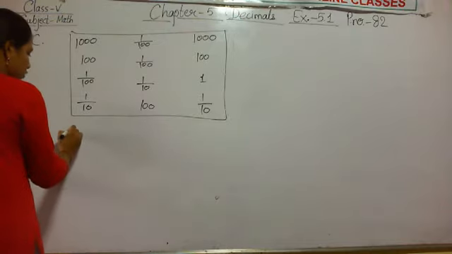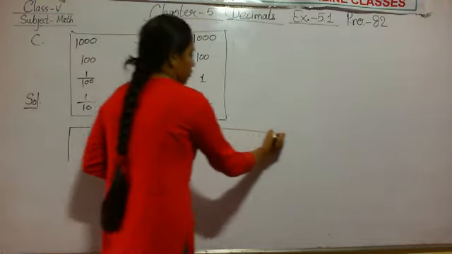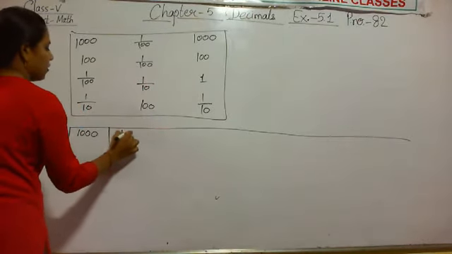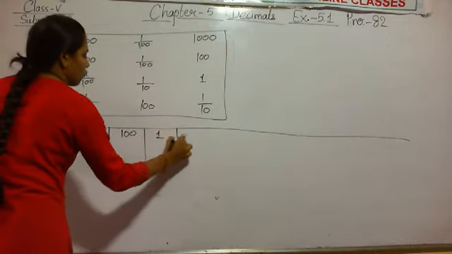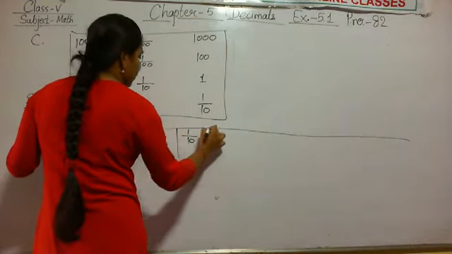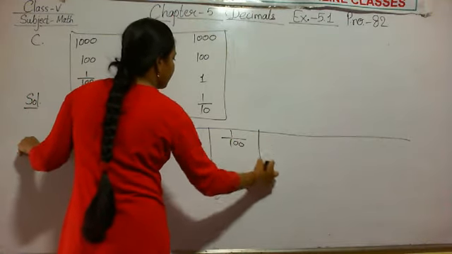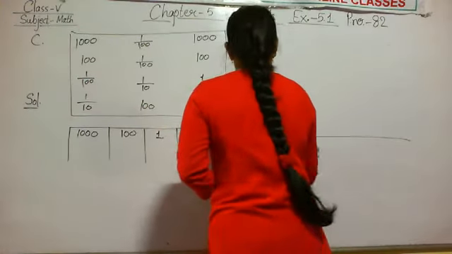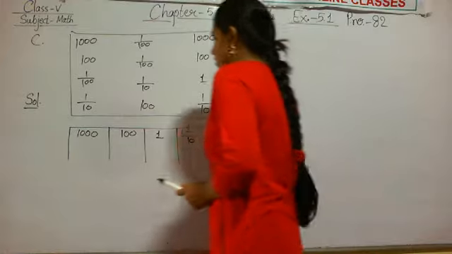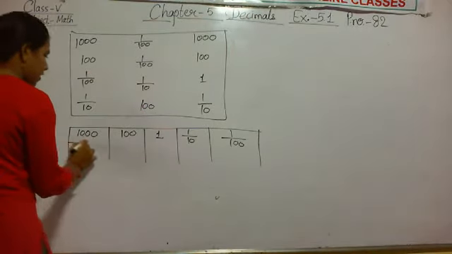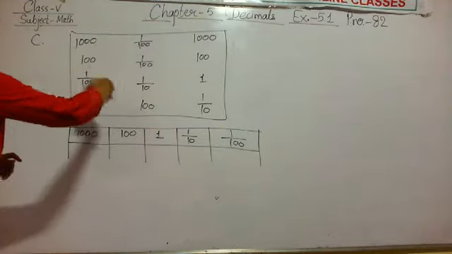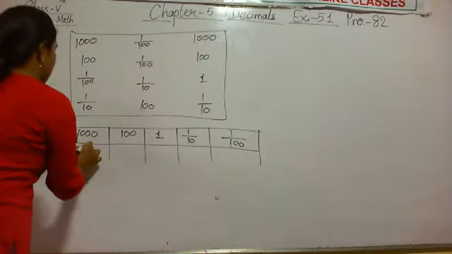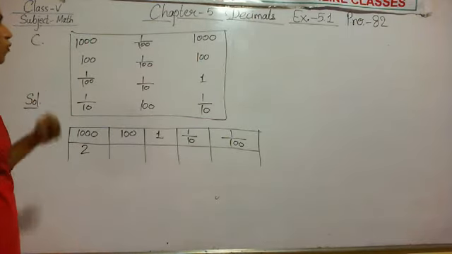So for that, what will you do? You will make a table: 1000, 100, 1, 1 upon 10, 1 upon 100 and 1 upon. There is no part for 1 upon 1000, so I am also not making one for it. Now count how many 1000s are given in this box. So 1 1000 and 2. So write 2.